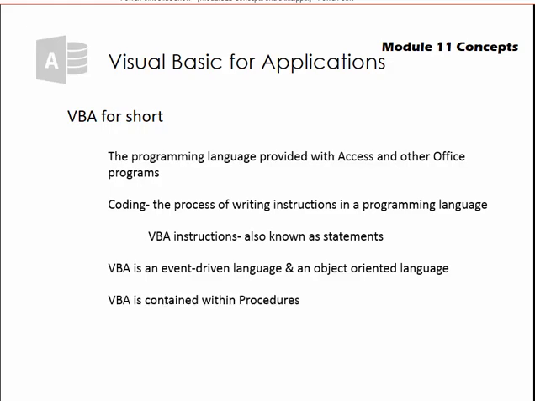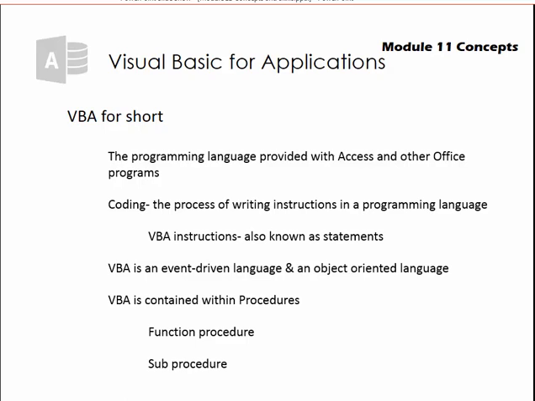VBA is written and contained in what are called procedures, of which there are two types. The first is the function procedure. A function procedure will perform operations and return a value. It can also accept an input value and be used with expressions. For example, you can create a function procedure that capitalizes a state abbreviation. On a form's before update event, the value in the state field will be sent to the function and returned in all capital letters.